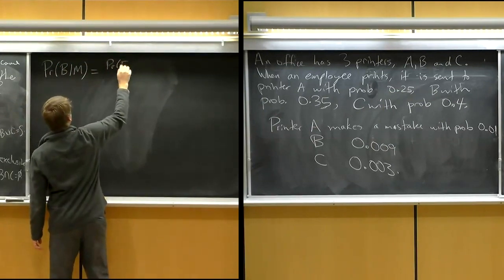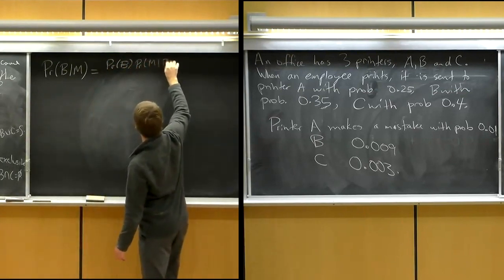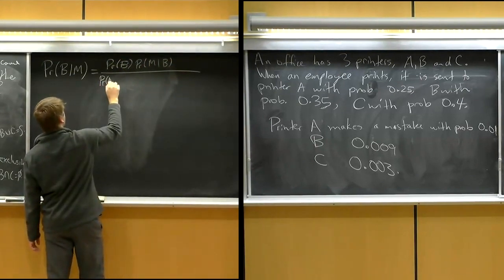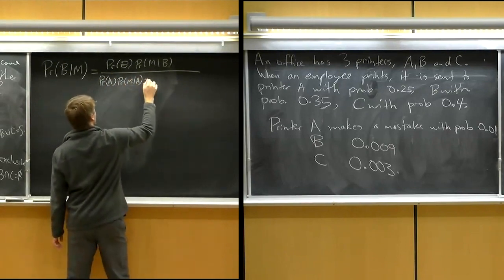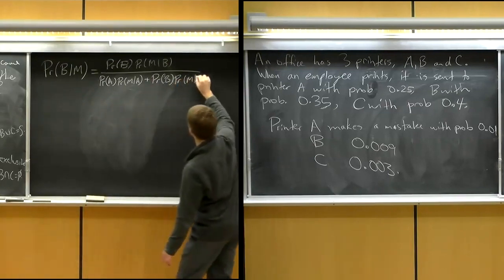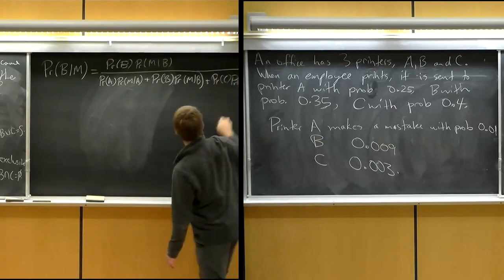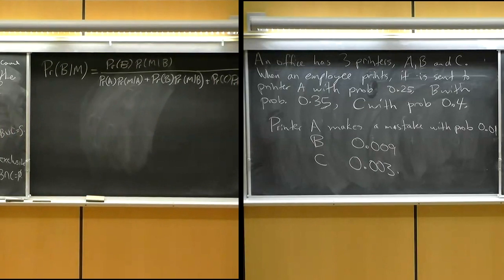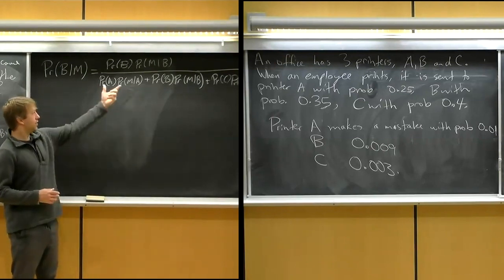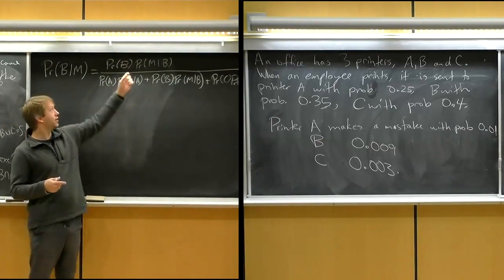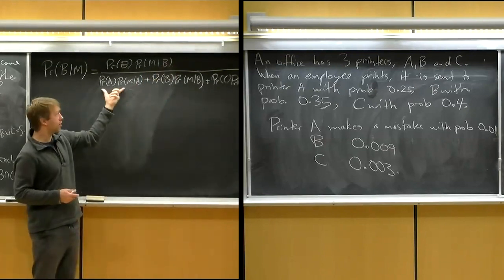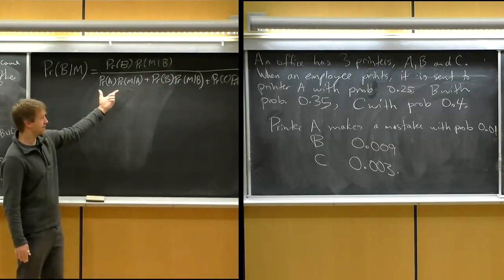Okay, so we've got probability of B, probability of M given B, over probability of A, probability of M given A, plus probability of B, probability of M given B, plus probability of C, probability of M given C. Once you've had a bit of practice with this, it should be really quick to write down. On the top you take the event that you're interested in, B, and then M given B. On the bottom, you just go through all three events and write the same sort of thing.